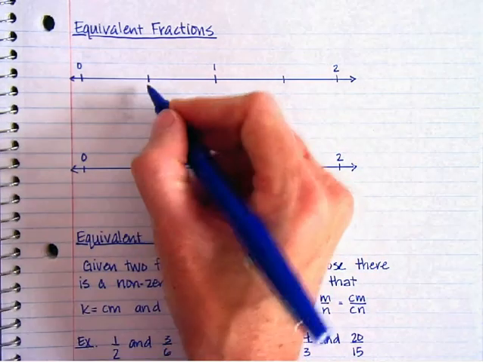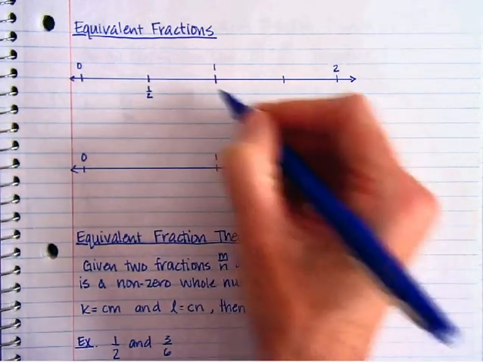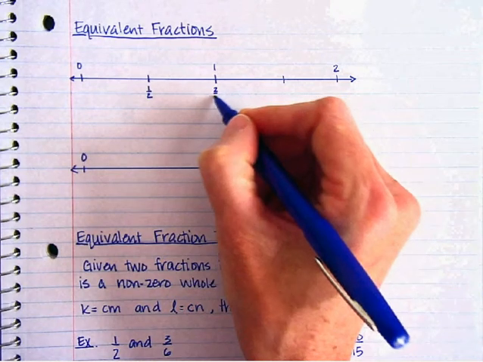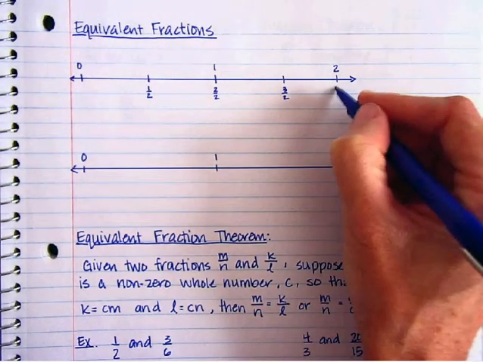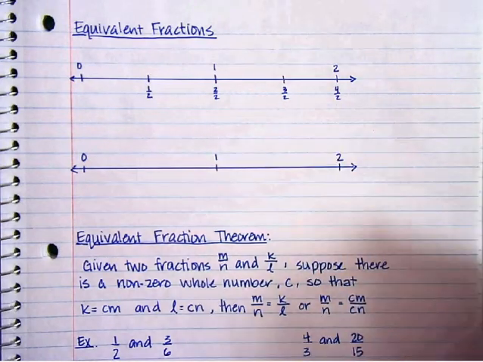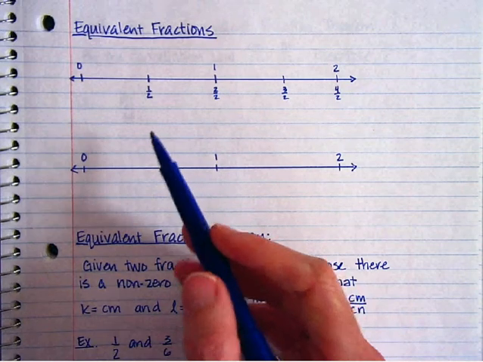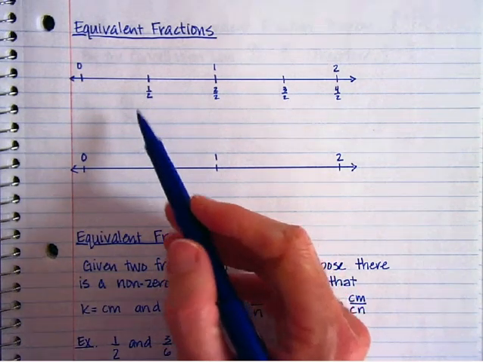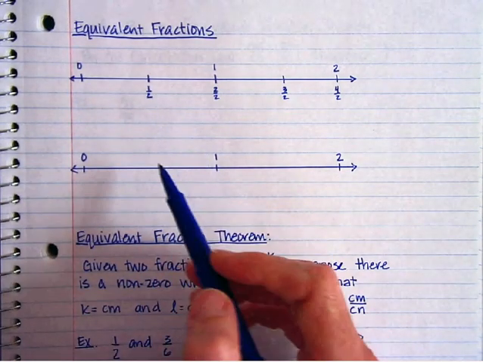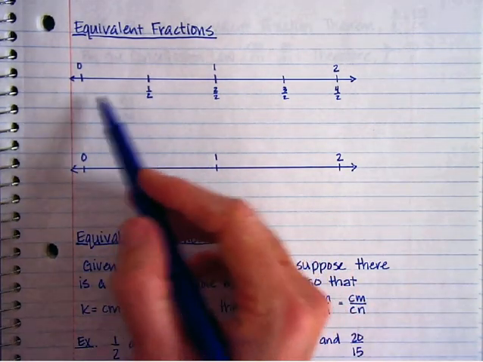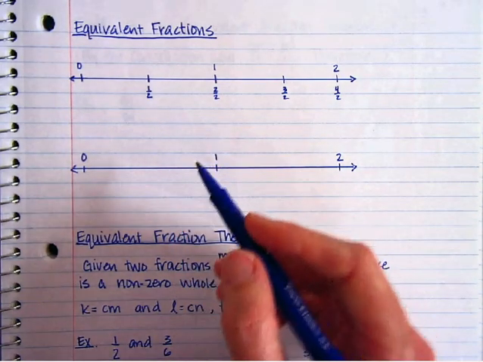So this becomes 1/2, and this would be 2/2, obviously, and then 3/2, and 4/2. Well, let's say we want to find an equivalent fraction that would be the same as 1/2. Well, we can do that by partitioning our line segments again. Let's say we want to partition each of our line segments into 3 equal parts.